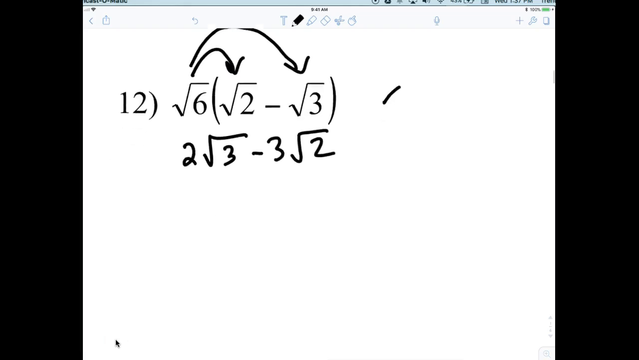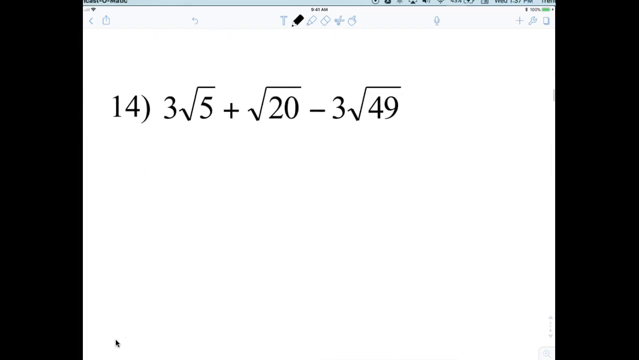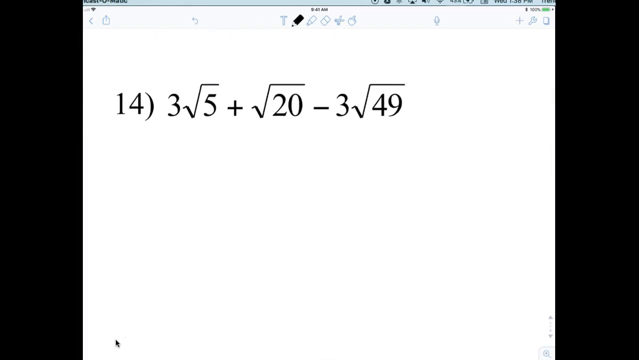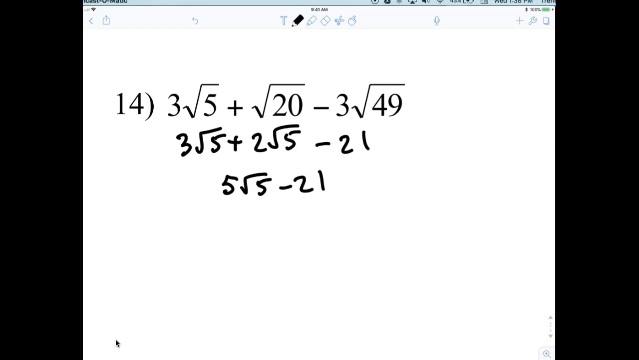All right, let's go on. 14. All right? 3 radical 5 plus 2 radical 5 minus 21. Everybody agree? What's the square root of 49? So now when I'm adding, what do I get? Beautiful. 5 radical 5 minus 21. Everybody good with that?